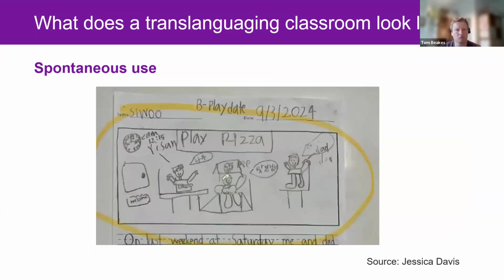But in writing, it might look something like this. In this example, you can see that a child has been using the home language in their illustration. And this is an example shared with permission from an EAL teacher called Jessica Davis, who kindly shared this with me. And you can see that the child's writing what they've done at the weekend in English, but in their drawing of their family, the family members are speaking in Korean. So again, this wasn't something that the child was instructed to do. It's just something they've naturally done because they're comfortable representing other languages in their schoolwork, which I think is great.